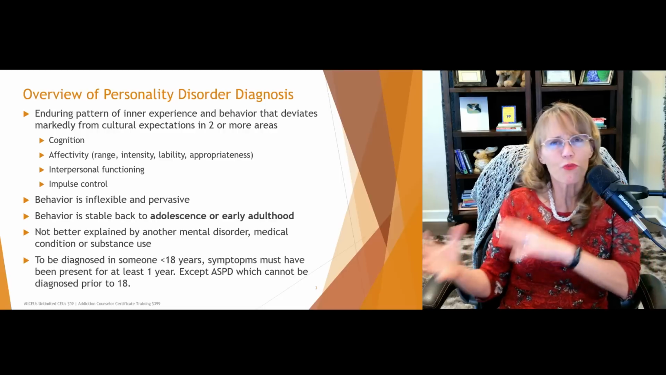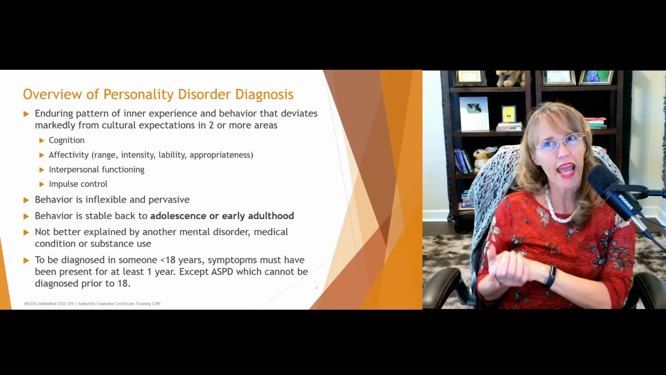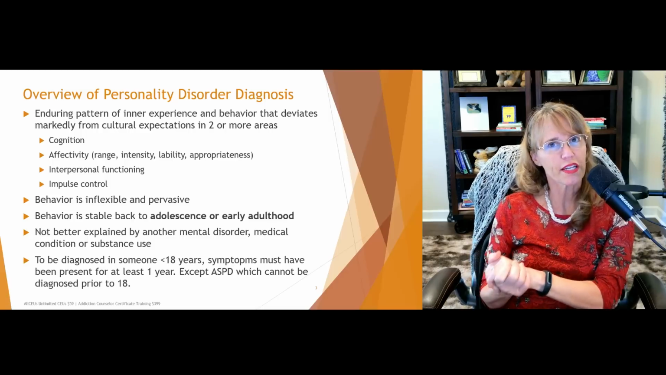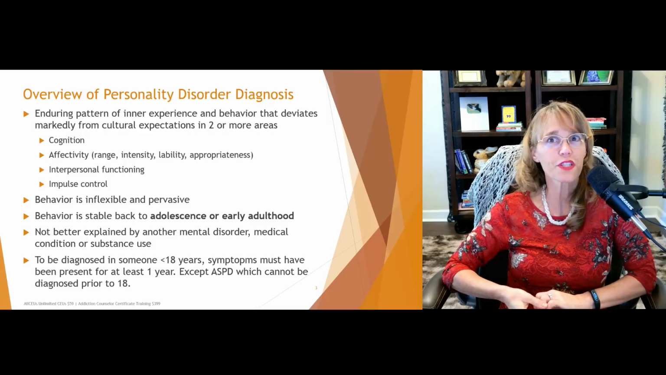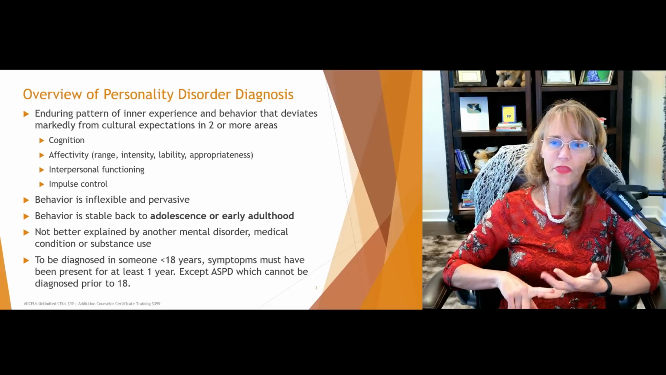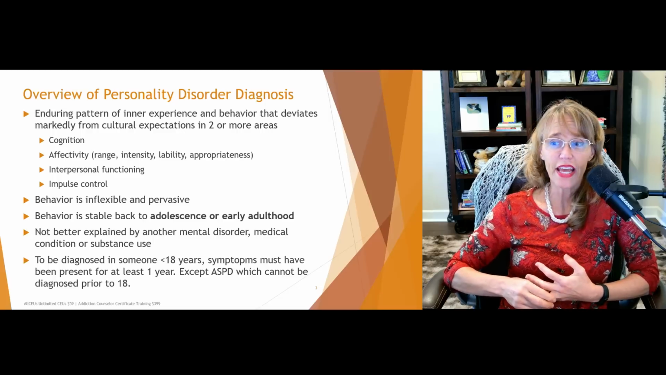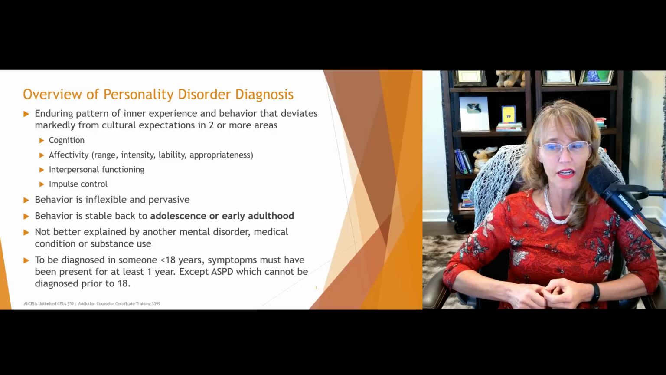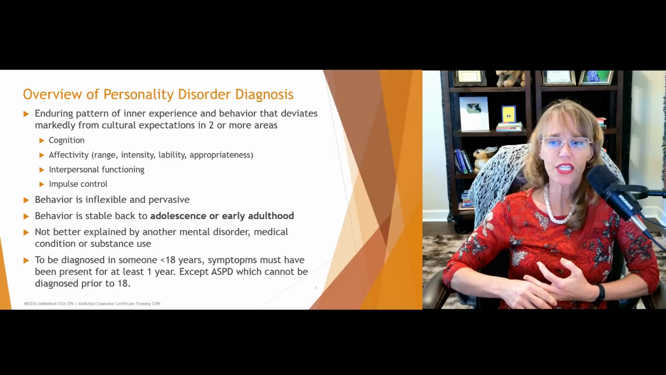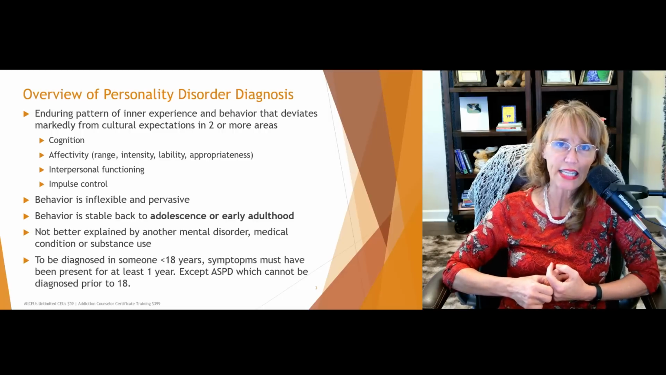So we're looking at why they are engaging in these behaviors and what function these behaviors are serving for this person right now, because most of the time it makes total sense. To be diagnosed in someone under 18 years of age, symptoms must have been present for at least 1 year, except antisocial personality disorder, which cannot be diagnosed prior to 18.